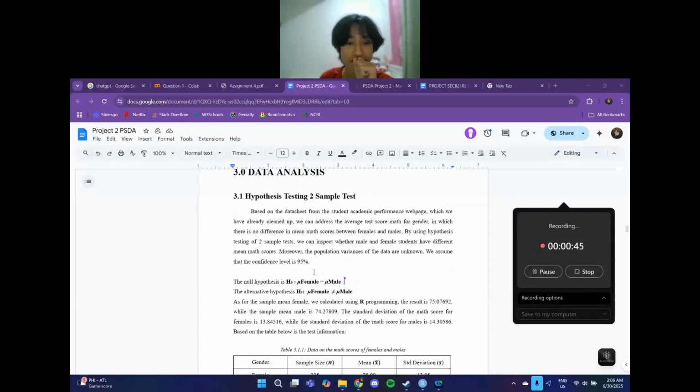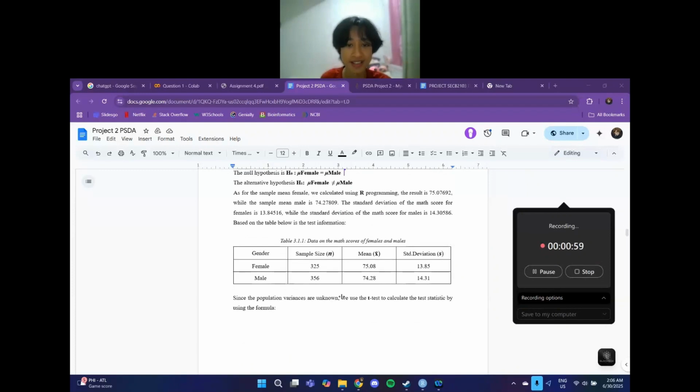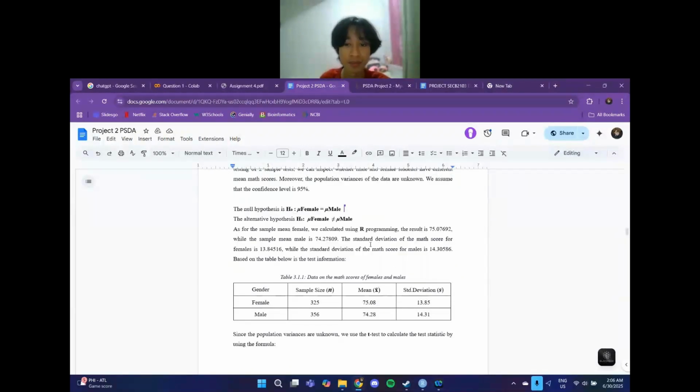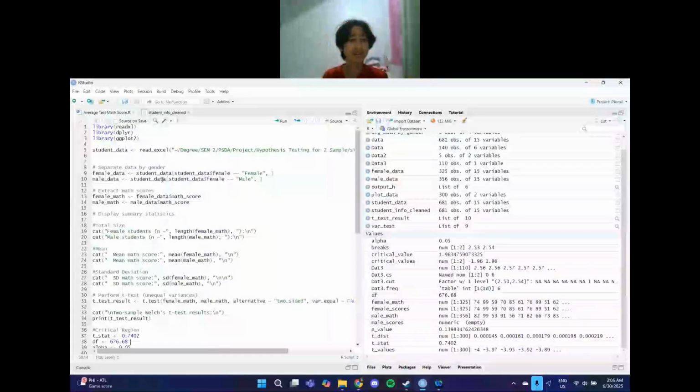Since the population variances are unknown, we are using the t-test to calculate the test statistic. With the confidence level of 95%, alpha is equal to 0.05. All the calculations, such as the sample mean for both genders, the standard deviation, and also the t-test, we are using R programming. This is the implementation in R.